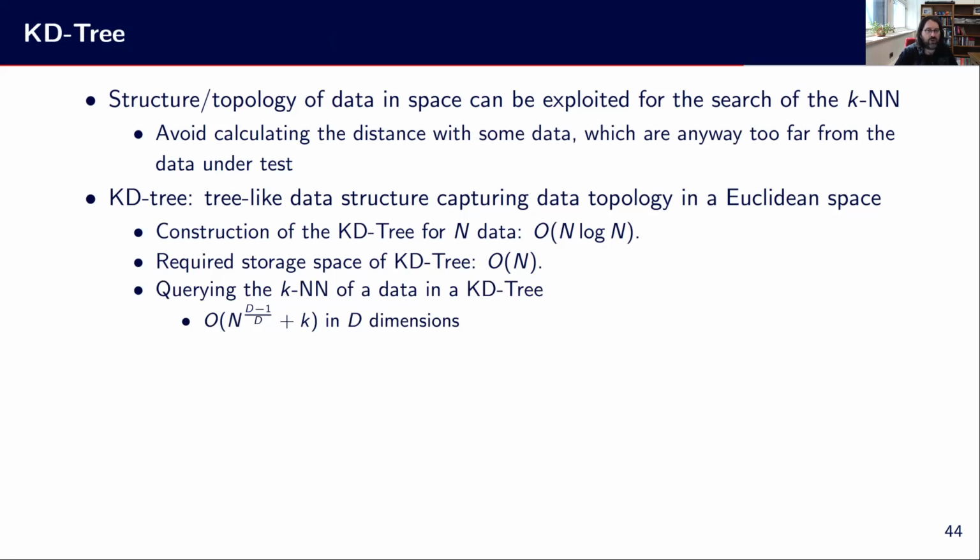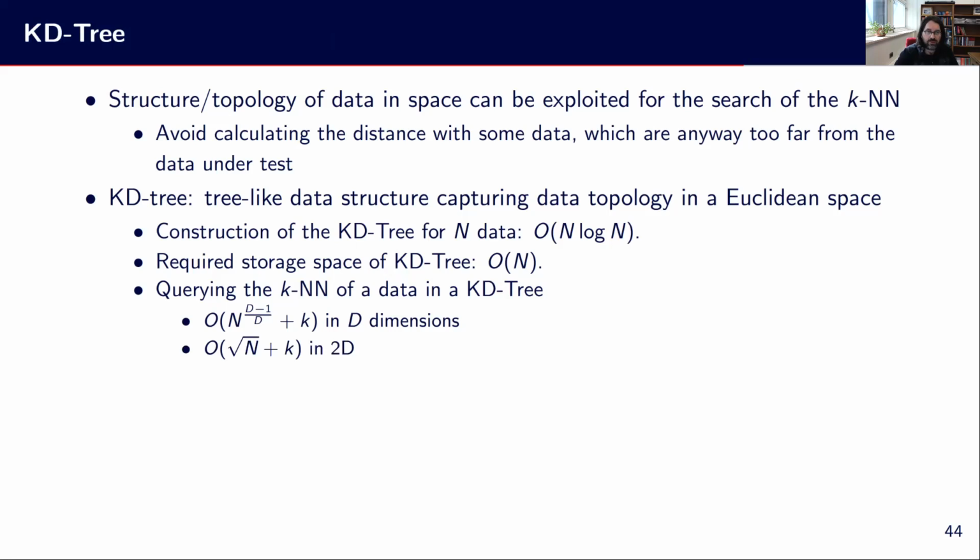Now, once we have the KD tree built, we can query the k nearest neighbors of some samples, and this is of a complexity in d dimensions of n to the power (d minus 1) over d, plus k. So still it is sublinear, but with big d, it is really close to being linear. But at least it is not n log n, it is slightly below n.